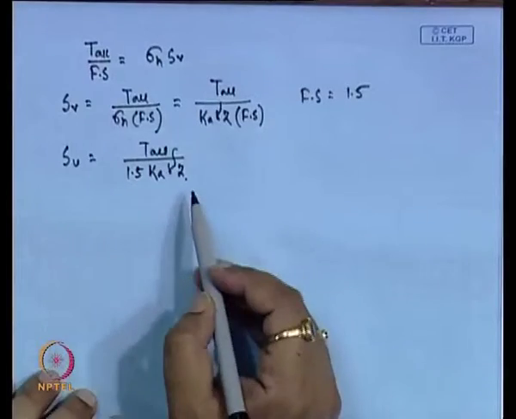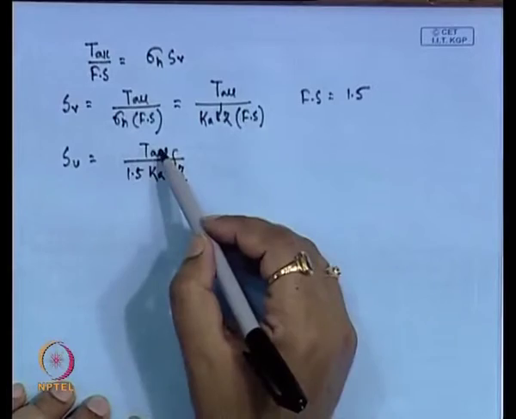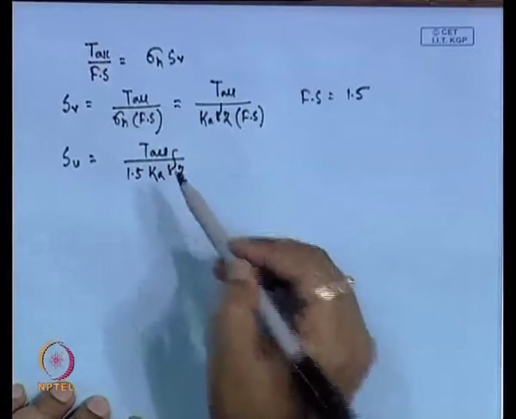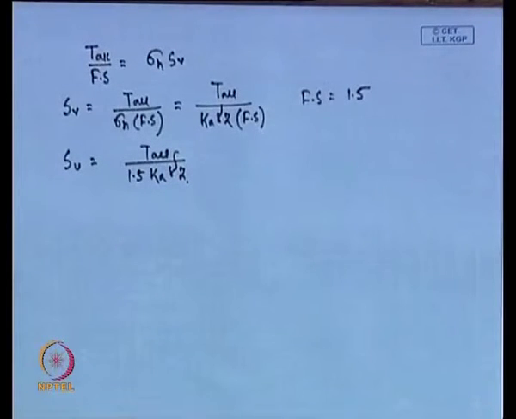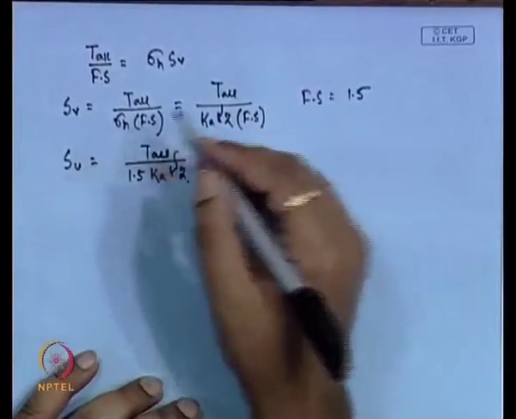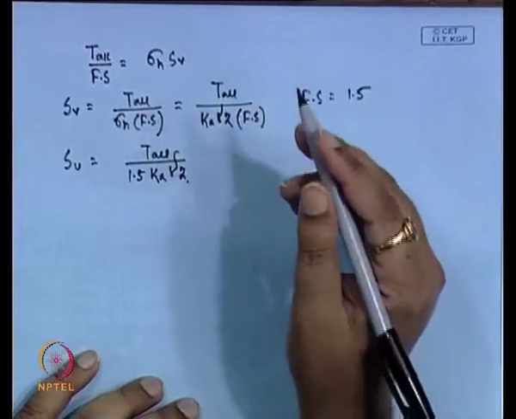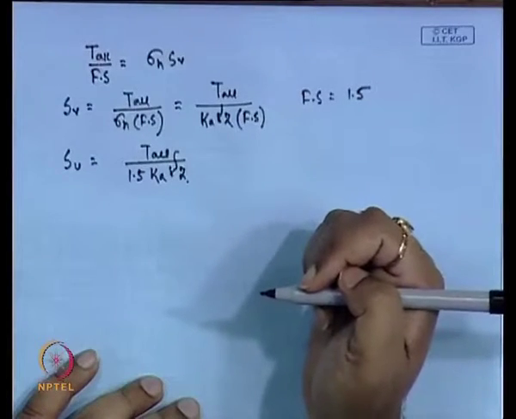So, we can see that if we keep all the other parameters constant, that is T allowable constant, K A constant and gamma constant, then this S B is inversely proportional to z. So, that means at the top the required spacing is more compared to the bottom, because it is inversely proportional. So, S B value is more at the top and it is less at the bottom.